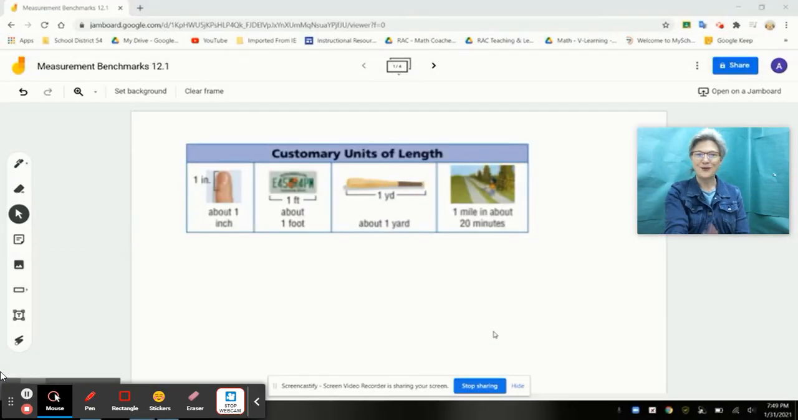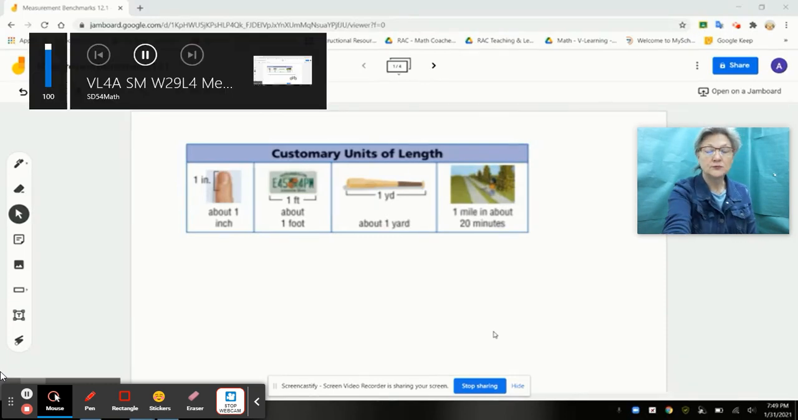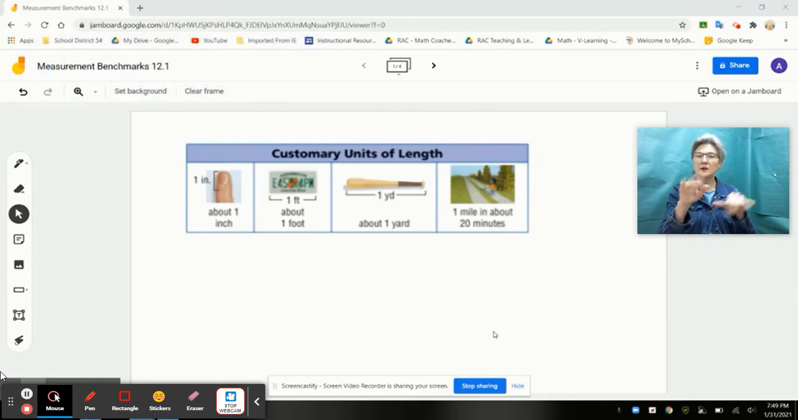What an exciting day in math. We're starting a new chapter, and today we're going to be working with measurement benchmarks. So we're going to use known numbers and values to help us understand the objects. And when we use a known number, we call it a benchmark number.